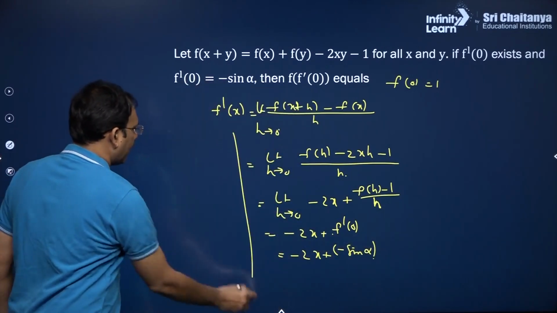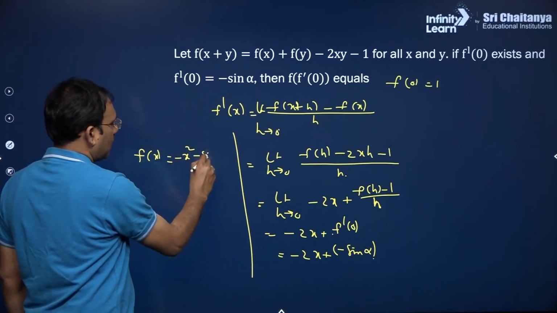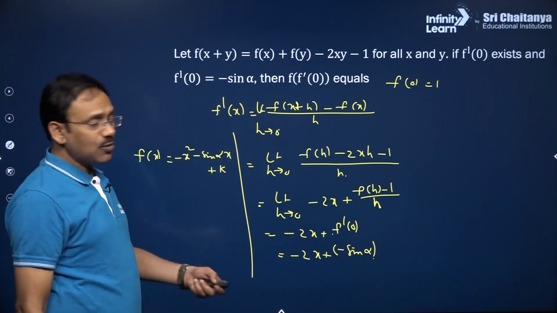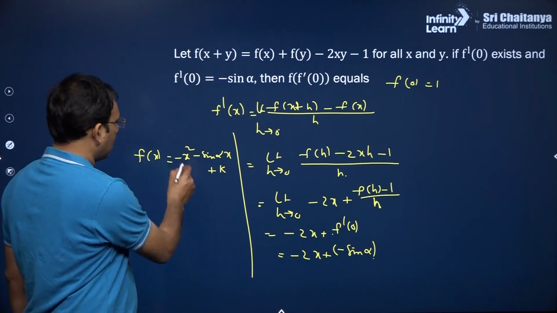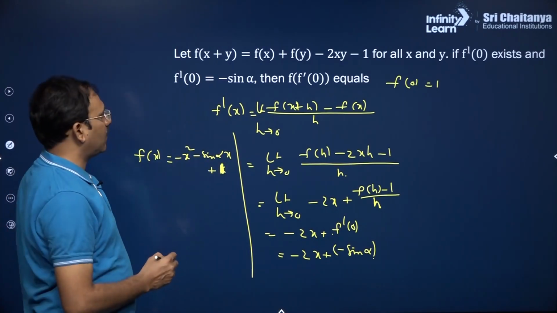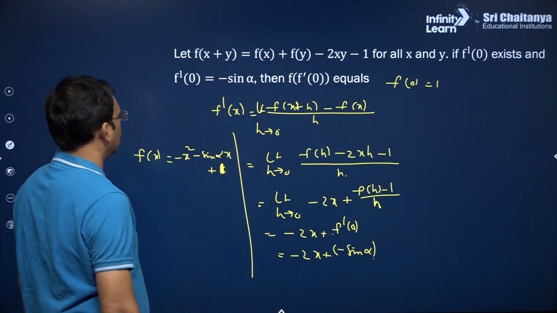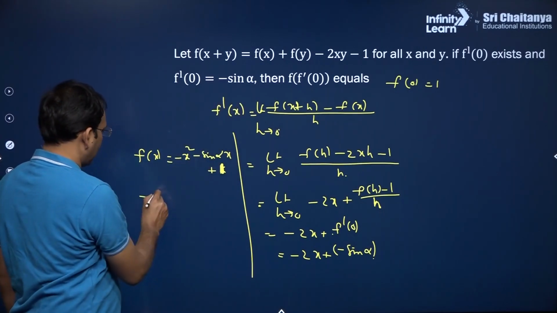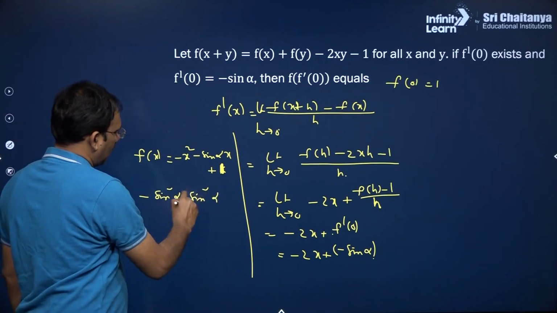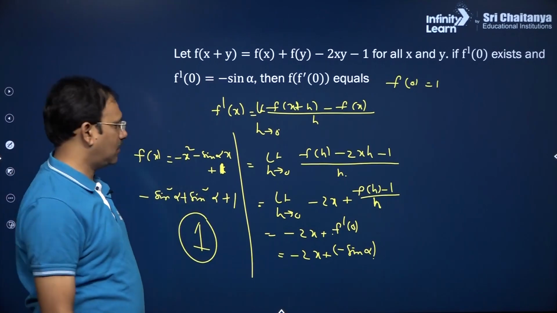Now how can you take f of x, my dear friends? f of x you can take like minus x square minus sin alpha x plus some number k, but f of 0 is, I can say, is 1. So this is 0, this is 0, this is 1. So f of x is this, my dear friends. Now what can you say about f of f dash of 0? f dash of 0 is minus sin alpha, that is minus sin square alpha plus sin square alpha plus 1. So you are going to get 1 as the answer in final, right?